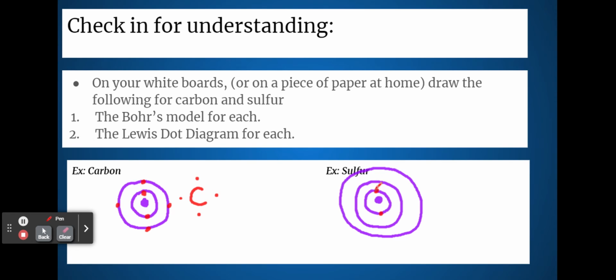But here's the first 2. 2 electrons live in the first energy level. Then 8. 1, 2, 3, 4, 5, 6, 7, 8. That's a total of 10, so I have 6 more. So I go 1, 2, 3, 4, 5, 6. And 6 valence electrons are what I've got. So I go sulfur, 1, 2, 3, 4, 5, 6. 2 will be paired up and 2 will not be paired up.